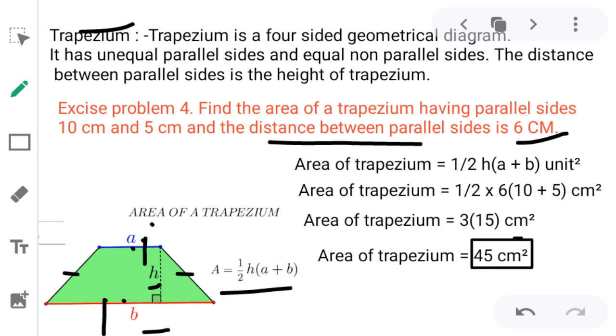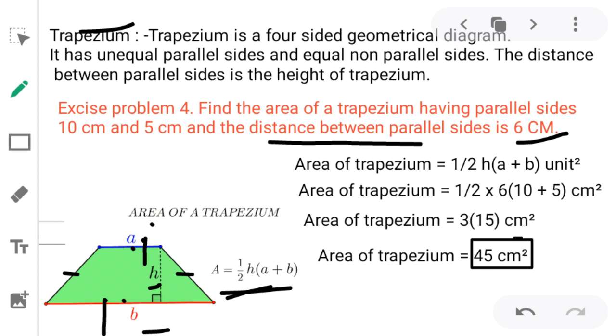So you can find the area of a trapezium by using the formula A is equal to 1 by 2 H into (A plus B). Here is the formula, area equals 1 by 2 H into (A plus B). Let's take some simple example to find the area of trapezium.